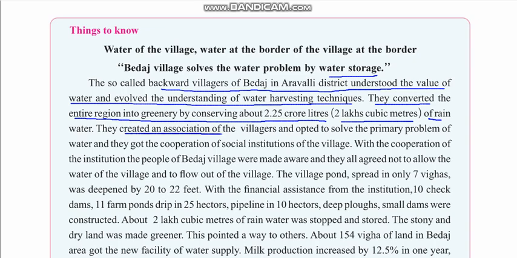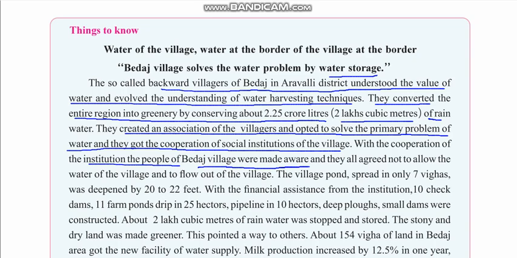They created an association of villages and opted to solve the primary problem of water, and they got the cooperation of social institutions of the villages. So what they did is they took help. The cluster of villages got together and started this conservation technique in each and every house, and due to it they collected a very large amount of water which was used to make that area into a greener patch.